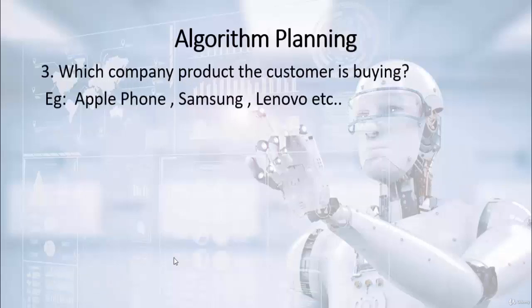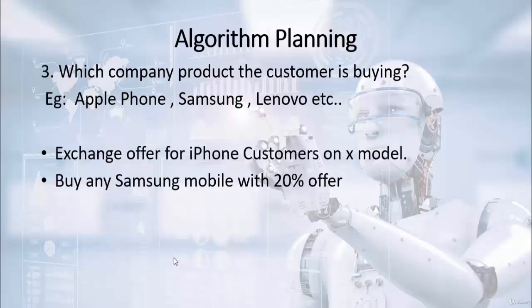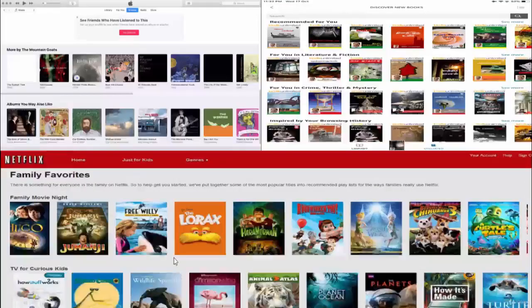Third scenario, this data analysis gives me which mobile or which specific model is liked by most of the customers. Based on the result, I will give an offer on that particular model and attract more customers. This data will also be shared with the mobile companies, which will be useful for their R&D purpose to design their next product properly. And for example, an exchange offer for iPhone customers on X models, then buy any Samsung mobile with 20% offer. This is another way we can design our algorithm. The same recommendation algorithm is used by Amazon, Flipkart, Netflix, iTunes.